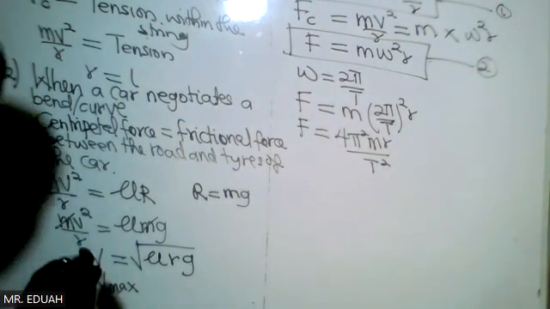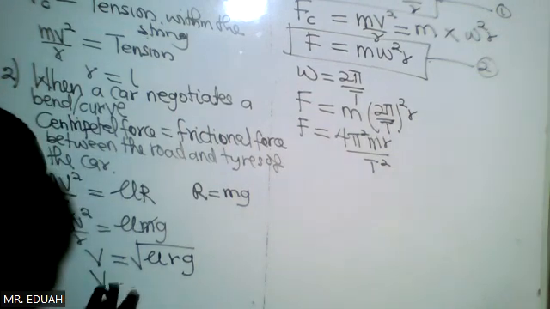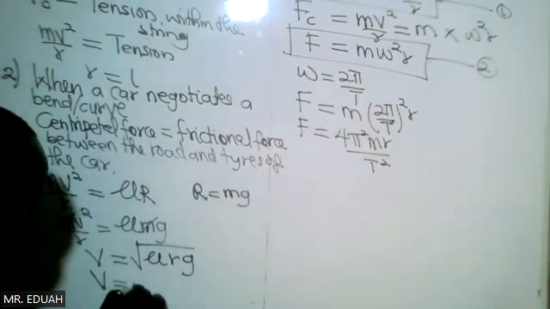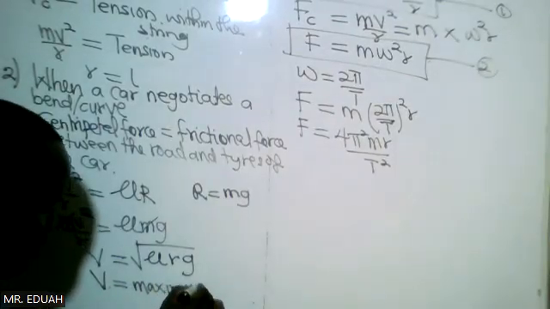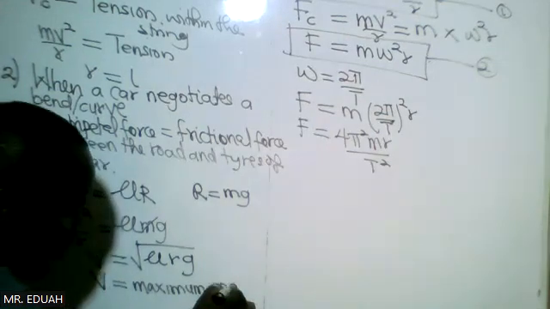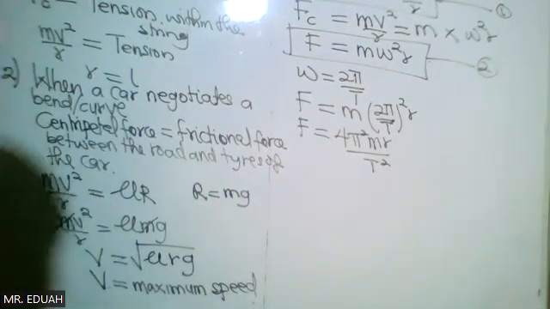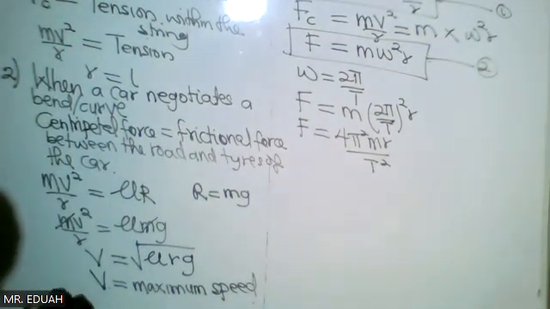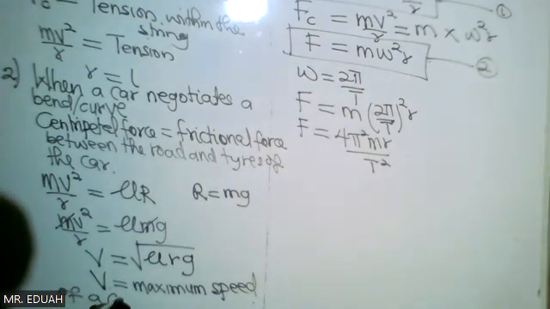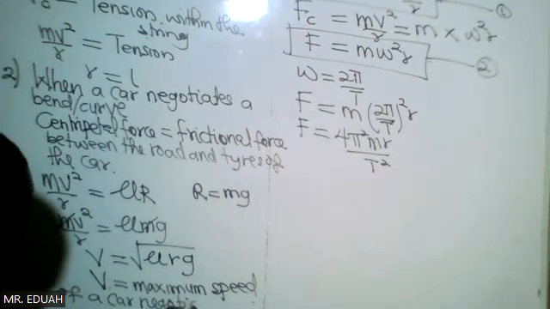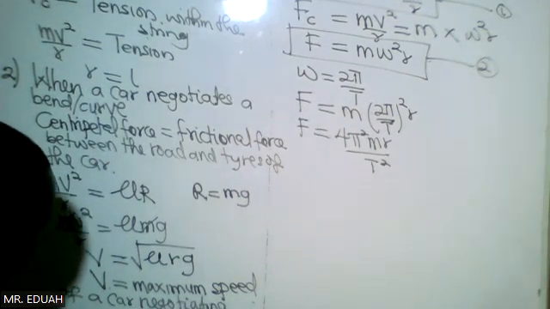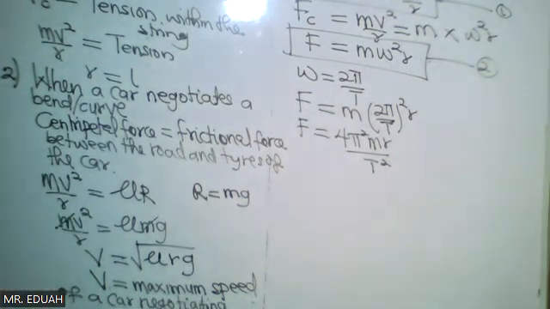V is equal to the maximum speed of a car negotiating a bend.